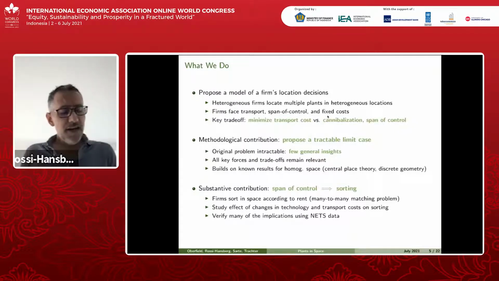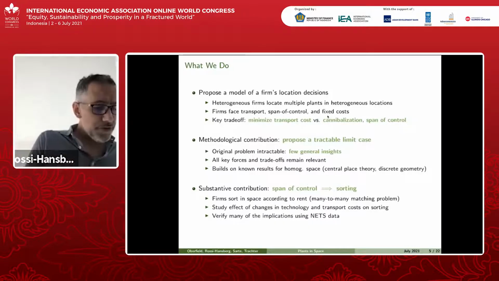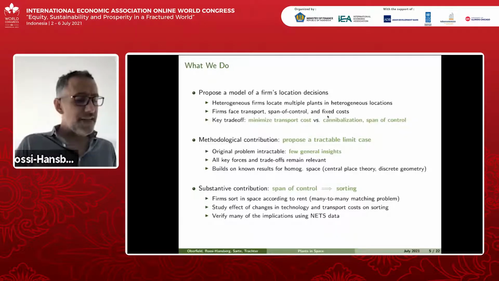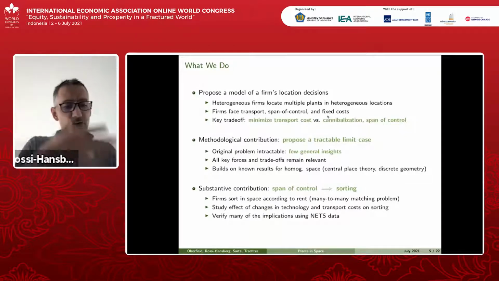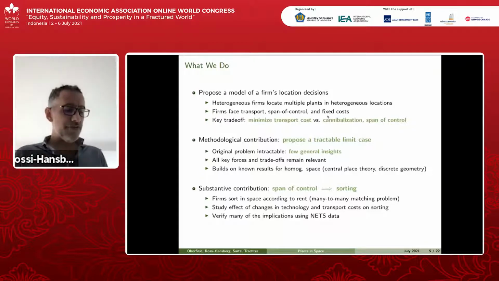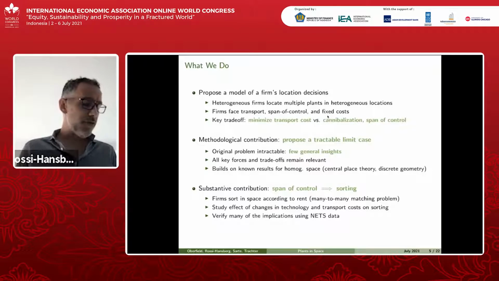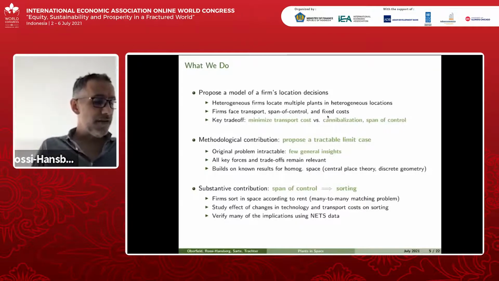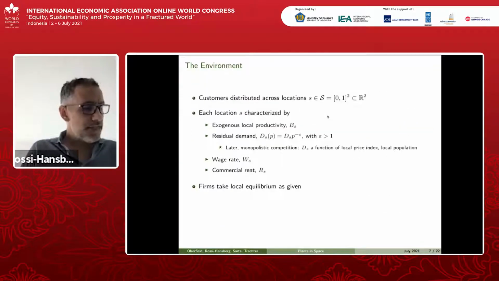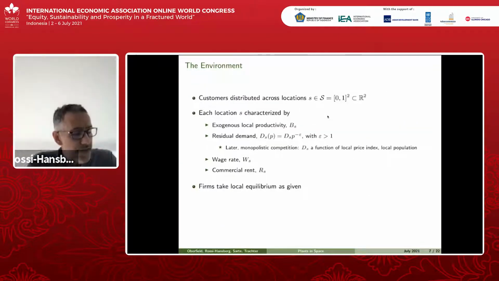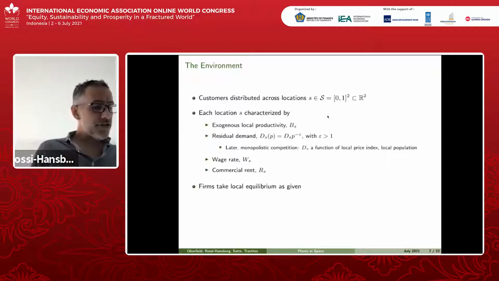And with that, we're going to provide a particular, substantive insight, which is that the span of control costs are going to lead to this sorting pattern that I described before. And I'm going to give you at the end some more systematic evidence that the sorting pattern is in fact in the data. Okay, so let me skip the literature review given that this is a short presentation.